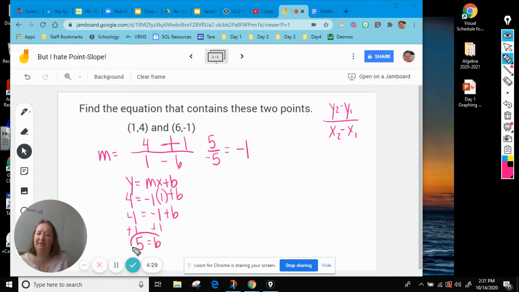Well, I take this that I just discovered, and I take this that I also had discovered, and I can write y is equal to the slope, negative 1, x, plus a positive 5. Do we really do this, though? No. That's bad table manners. You don't do that. We drop off the 1, and it's assumed there. Okay, so that's a different method. If you hate point slope, that's a different method that you can utilize.